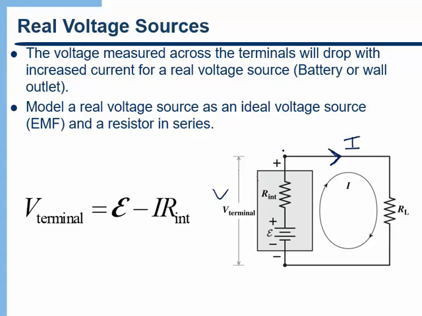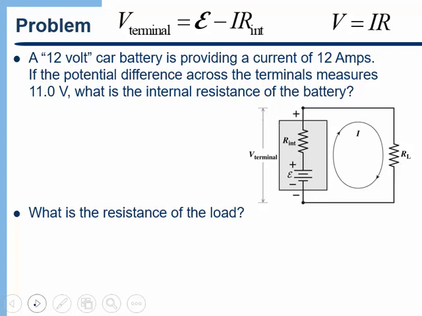All right, let's take a look at an example using this formula. And by the way, you might want to pause the video and see if you can get the answer yourself. A 12-volt car battery is providing a current of 12 amps. If the potential difference across the terminals measures 11 volts, what's the internal resistance of the battery? So first of all, in this problem, when we call it a 12-volt car battery, what we're doing there is giving the ideal EMF. So E is going to be 12 volts in this problem.